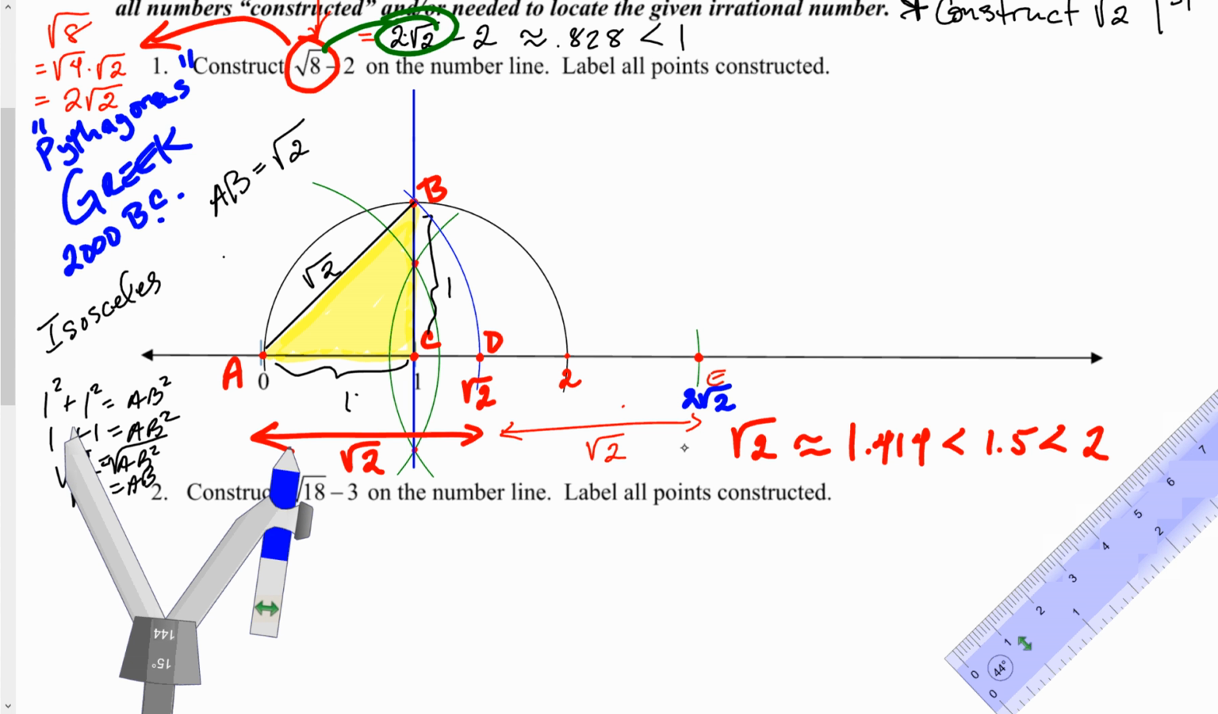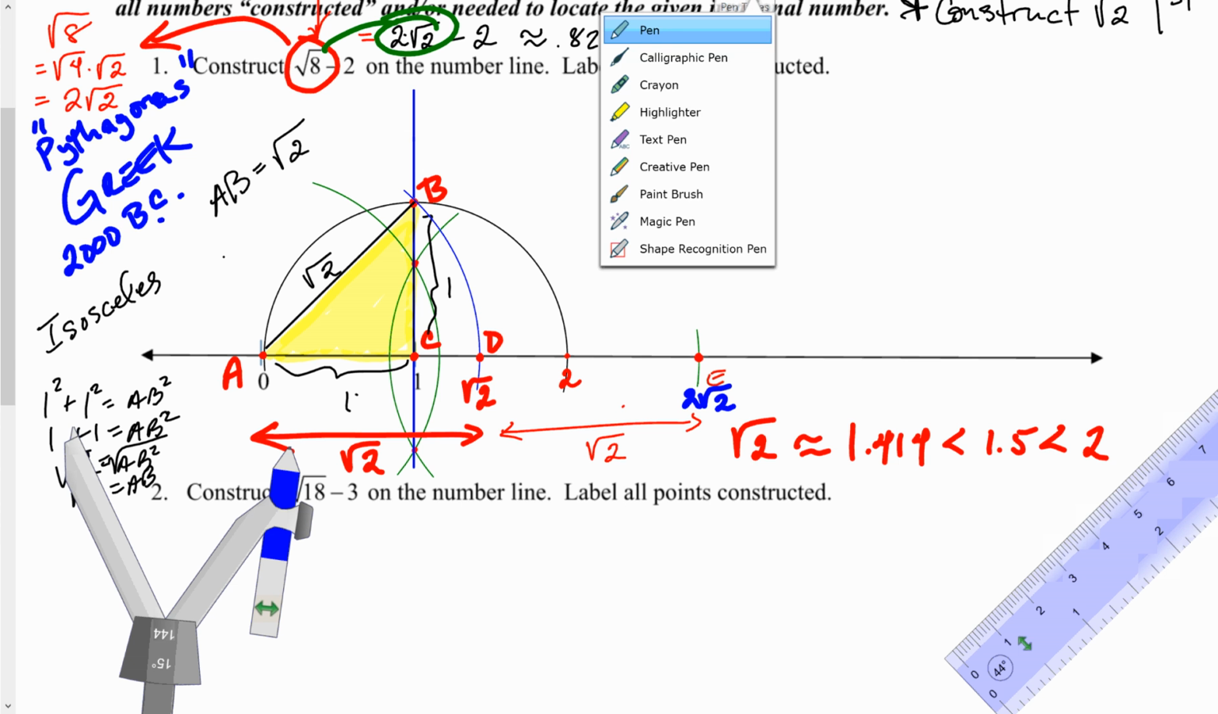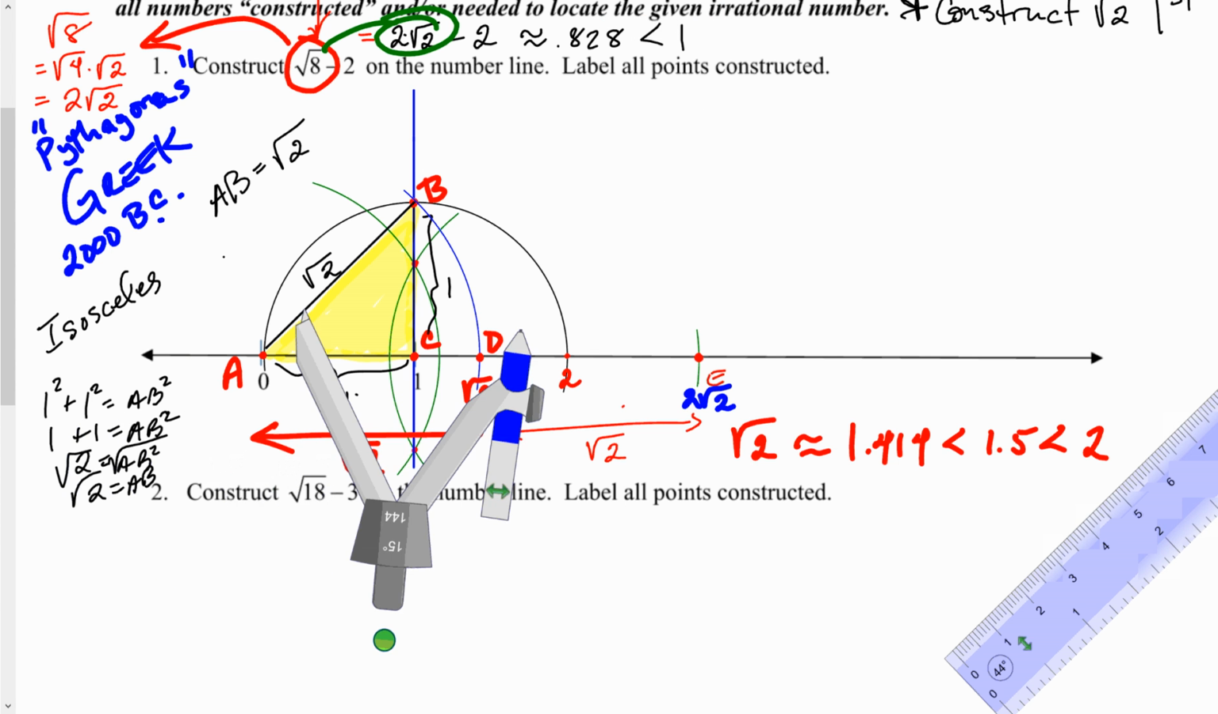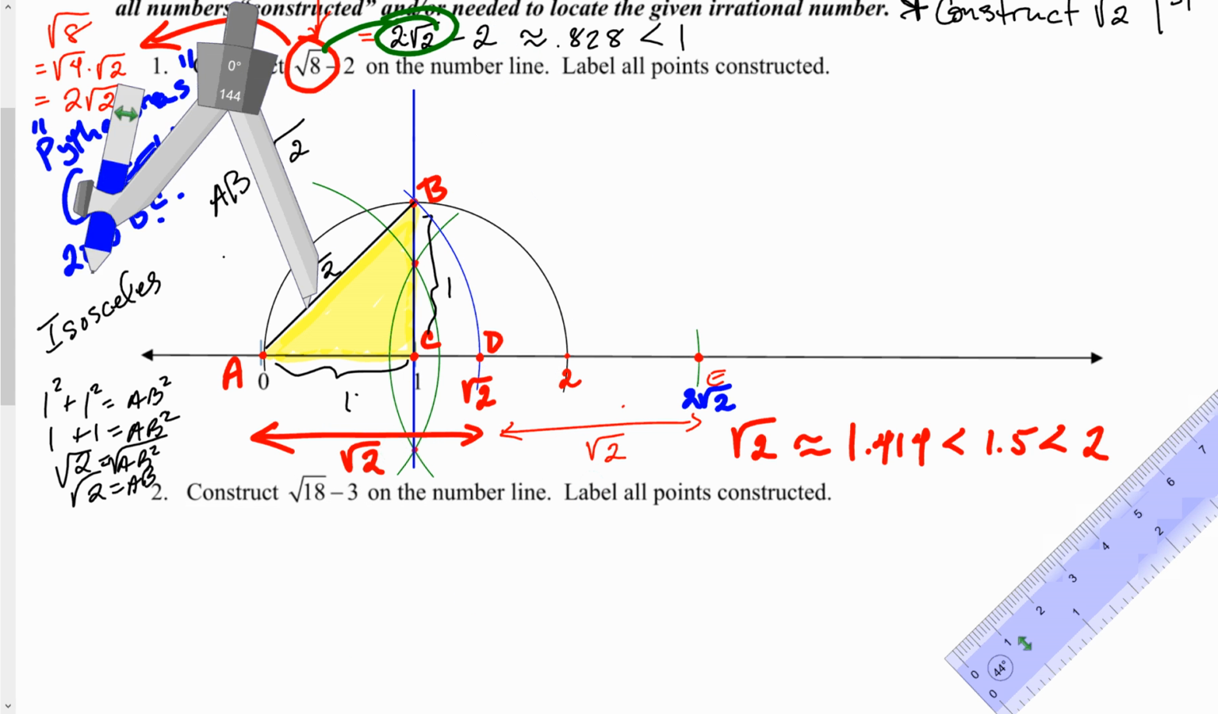So we have to subtract 2. That means we have to go 2 units back to the left. If we have to subtract 2 units, we got to go to the left 2 units. Well, that's easy to do with a compass. You do everything the way the Greeks did it back in the day.